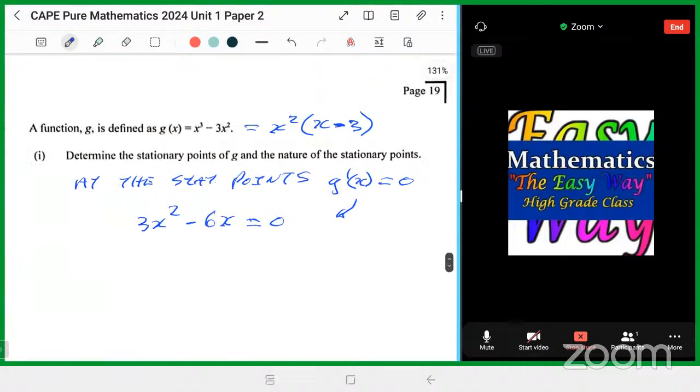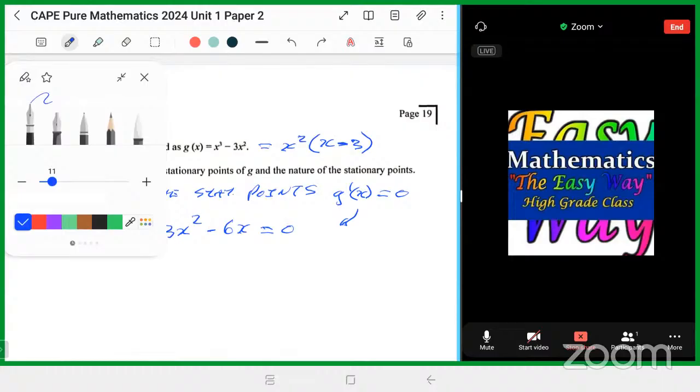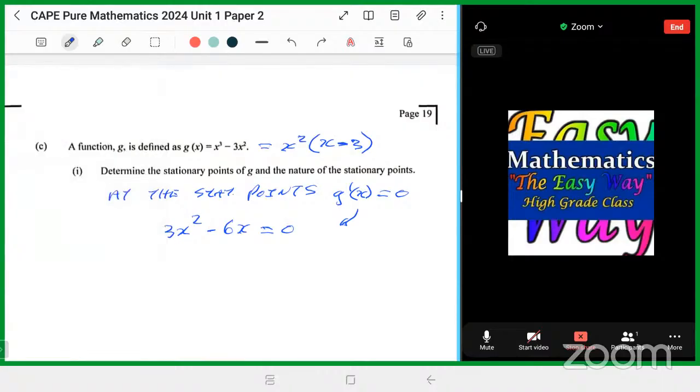I'm also going to need the nature, so it makes sense to get the second derivative. This is the first derivative. Let's get the second derivative here. Maybe I'll just write it when the time comes. So this is the first derivative equals 0, so I'm going to factor that 3x out of it.